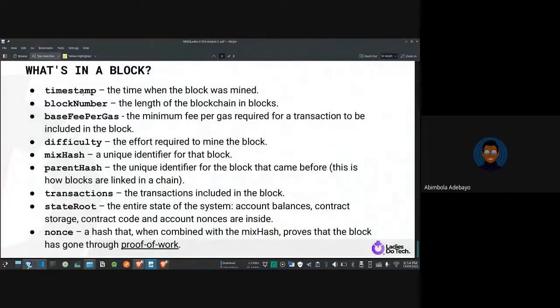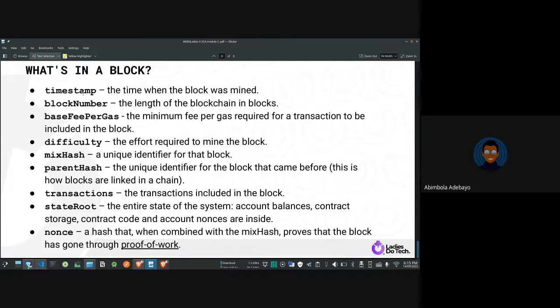You have the block number, which represents the length of the blockchain. You have the base fee per gas, which is the minimum fee per gas required for a transaction to be included in the block. Each block has a different base fee per gas. You have the difficulty, which is what the miners attempt to solve. This is the effort required to mine the block. You have the mixhash, you have the parent hash, and you have transactions, which are all the transactions bundled together to be included in a block.